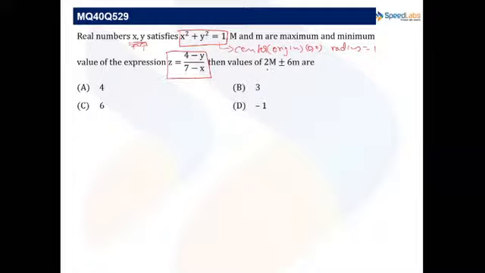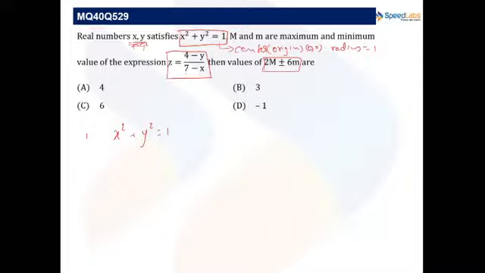Then we need to find the value of 2M plus minus 6m. So first of all, we have x square plus y square equals to 1. You have many approaches for this question.